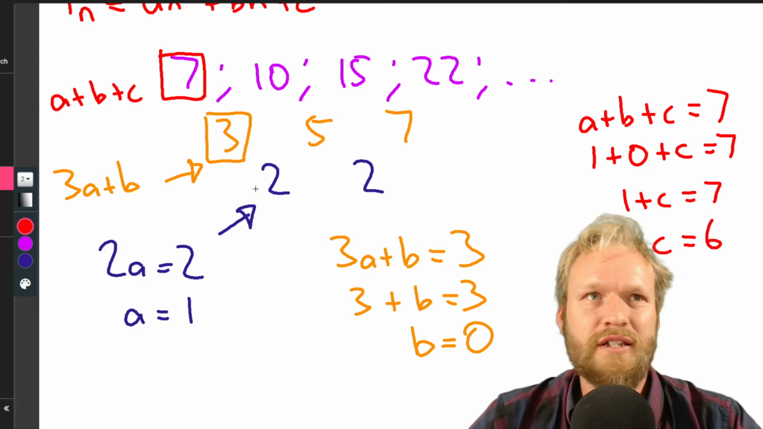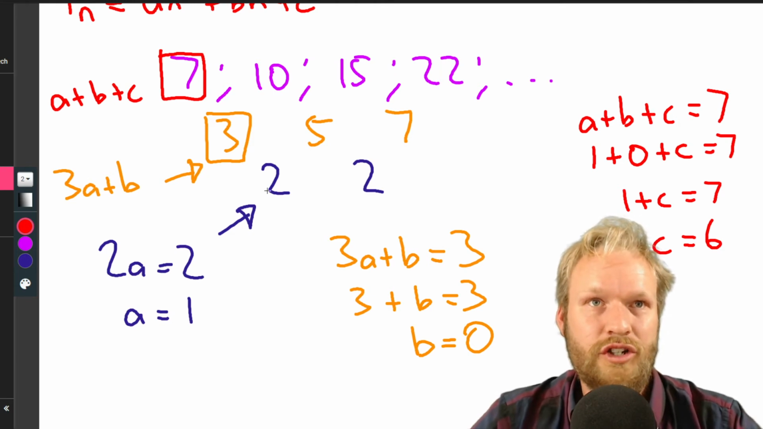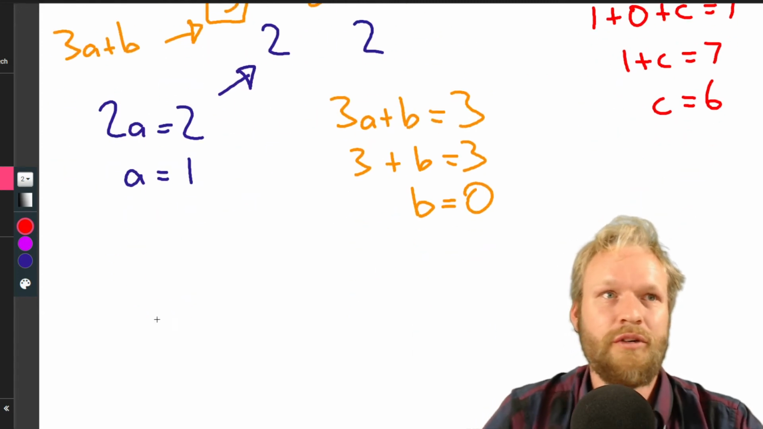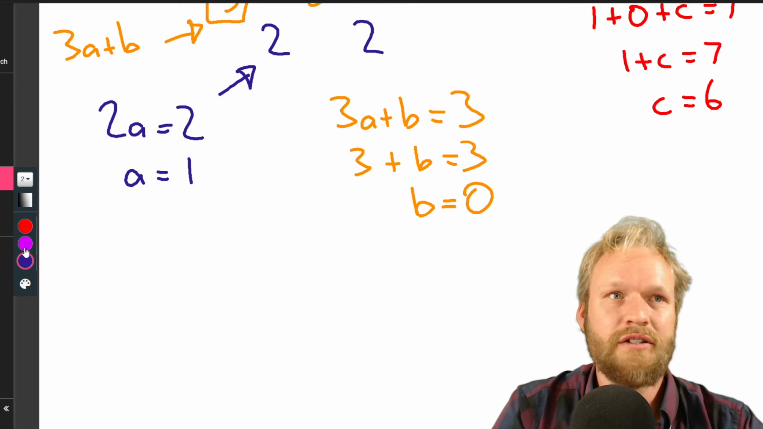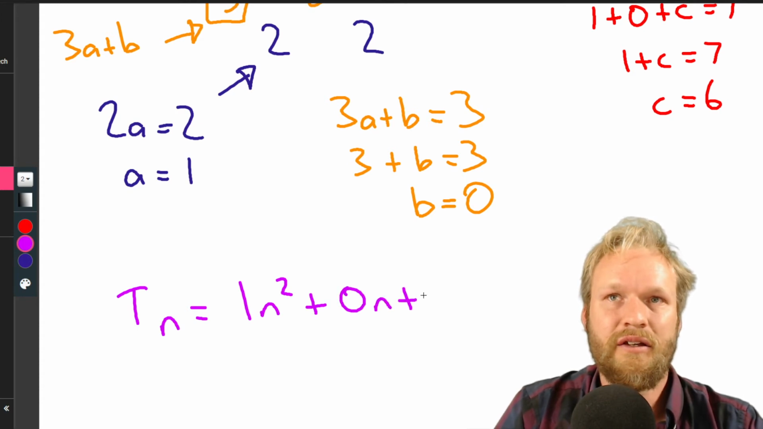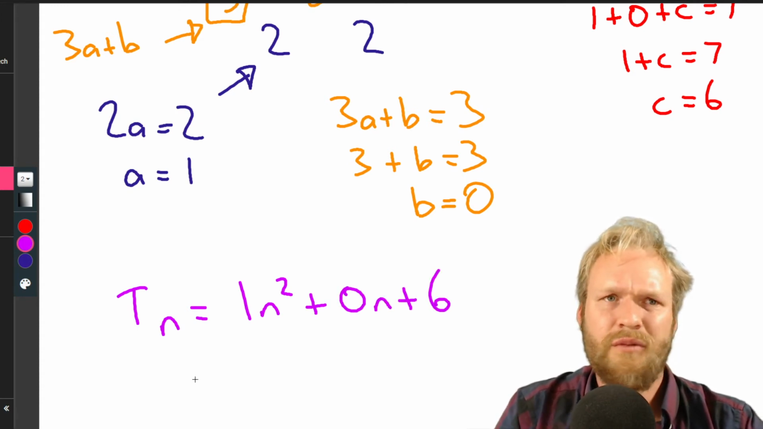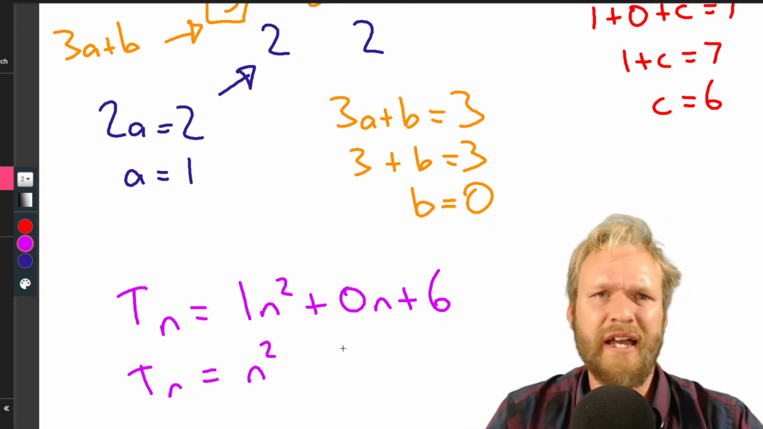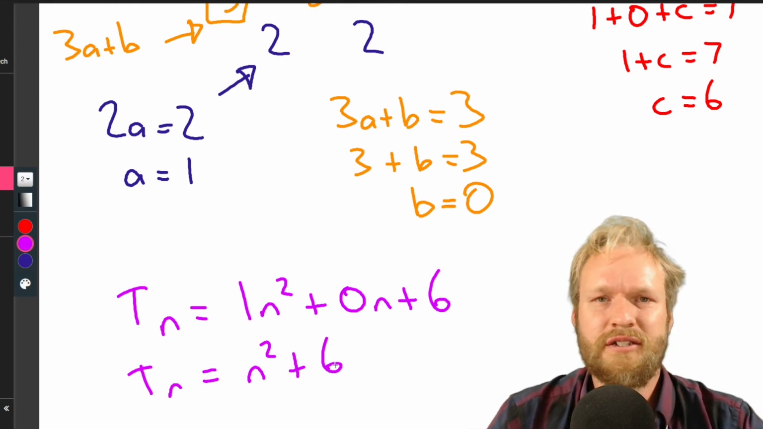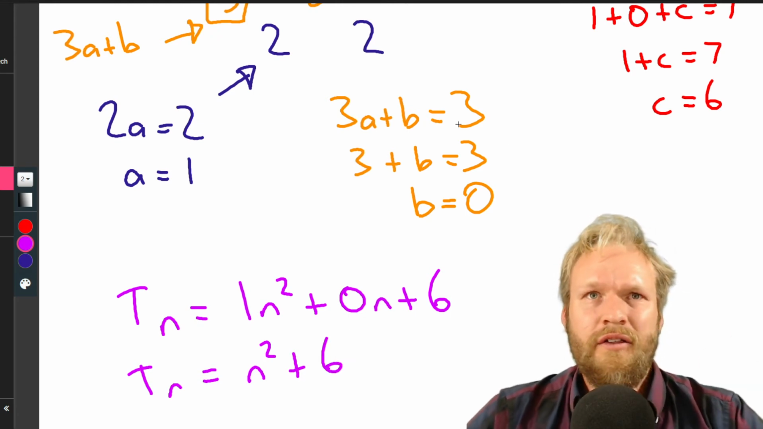So we've used these ideas of starting with 2a is the second difference, 3a plus b is our first difference, and a plus b plus c is our first term. So now we know our general form is Tn equals an squared plus bn plus c. Well, let's just neaten this up a little bit. 1n squared we normally write as n squared. 0n, well, not doing too much, plus 6. Okay, so there's how we do it.